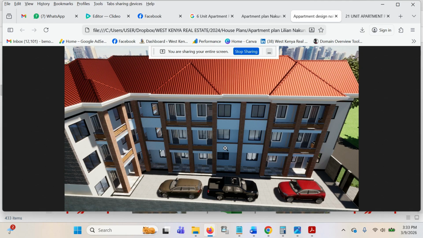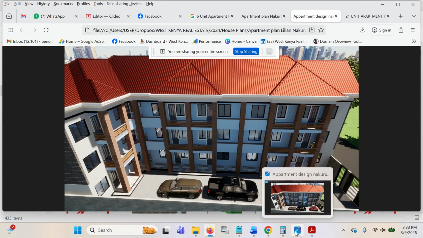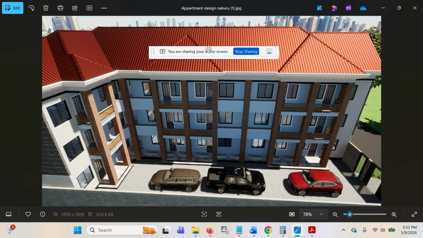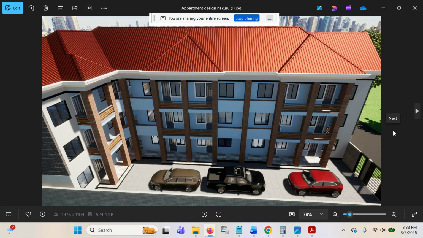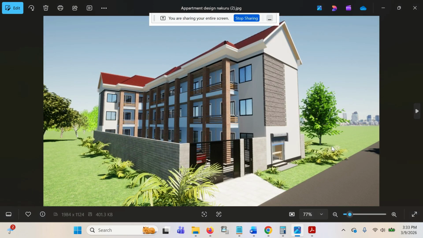Just a quick preview of how it looks like. These are the three letters for this plan that we are using to understand how you get the cost of your house. As you can see, this is the front view. This is the side view, and the gate for this is put on the side view.